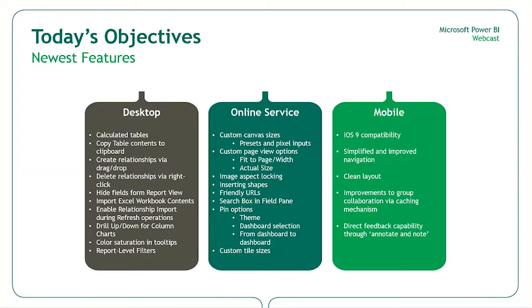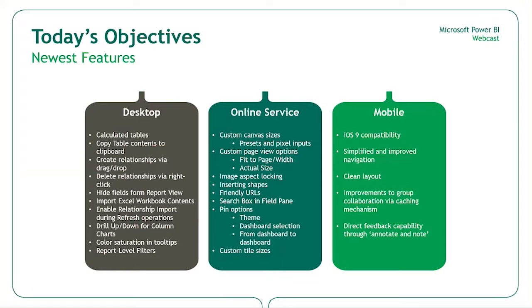In regards to those newest features, we've quickly summarized them here for your information. More specifically, in desktop, we'll be looking at some of the new features in data modeling, including calculated tables, relationships, importing from Excel, as well as a couple of front-end updates, such as drilling up and down in a chart, color saturation, and report-level filters.